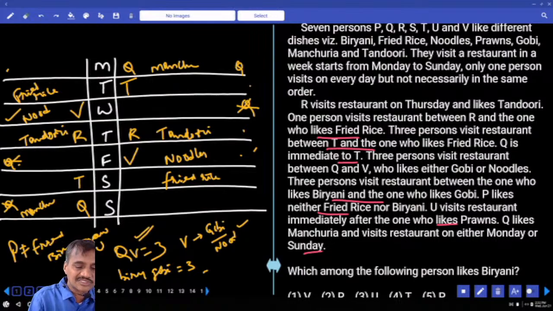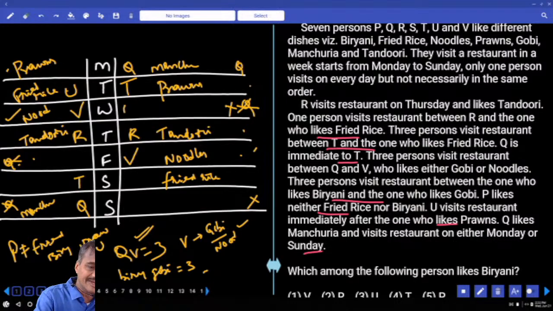And U is immediately after the one who likes prawns. Now if you take prawns here, U will be here. Then prawns cannot be here, and prawns cannot be here. Again, coming back to this one, prawns cannot be at this place. So prawns is here. Then U must be immediately after this prawns.